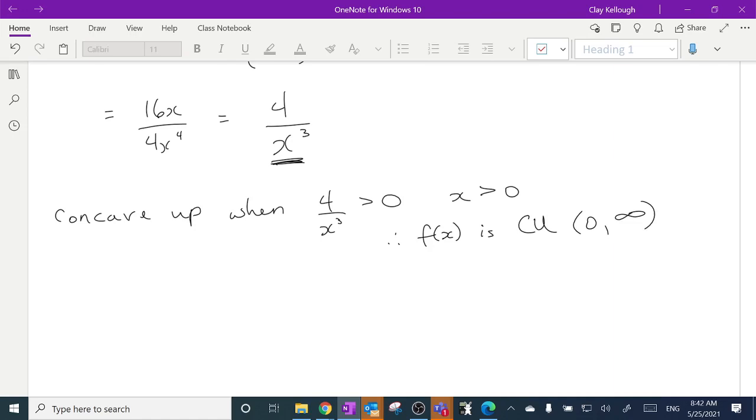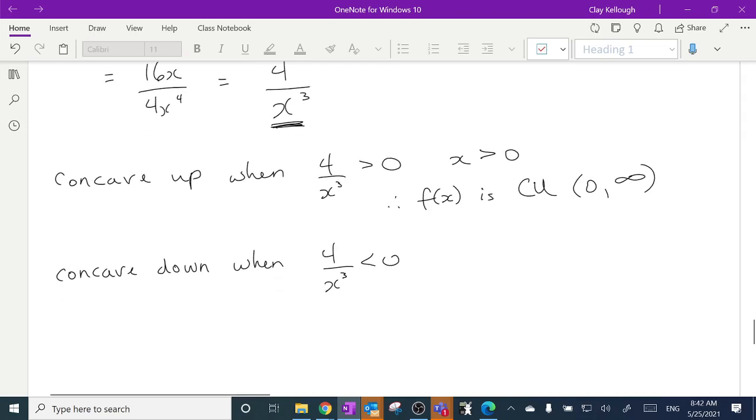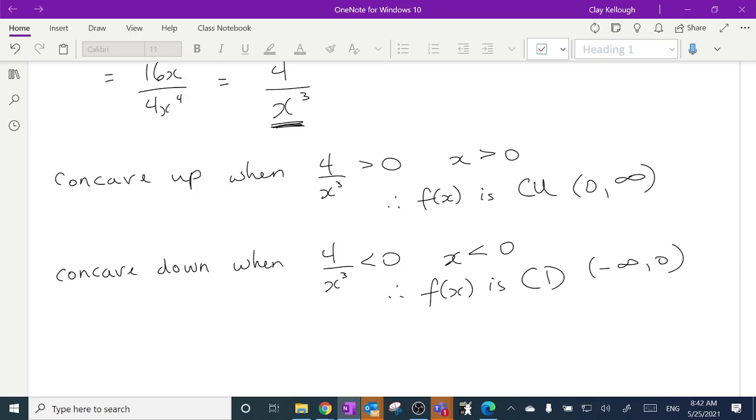And this function is going to be concave down when that exact same thing, the second derivative, is negative. And again, there's no point in doing an interval diagram for this one. It's a pretty easy one to just sort of reason out. 4 divided by what kind of a number would be less than 0? Well, then x cubed has to be negative, which means that x has to be negative. So therefore, f of x is concave down from negative infinity up to 0.